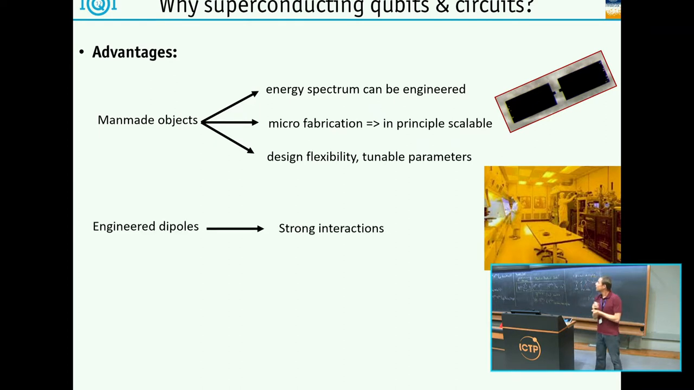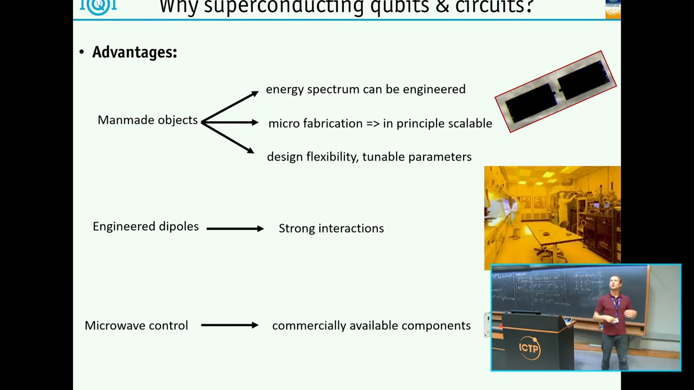Another advantage is that, because I can build them to my liking, I can essentially engineer that dipole moment, if you want to say so. So I can make very, very strong interactions, much stronger than in most other systems. And another nice thing is that typical energy scales for qubits and other devices are in the microwave regime. So I can do complete microwave control, and this is very nice because there's a whole range of commercially available components just because of the mobile industry, essentially. So this is very nice.